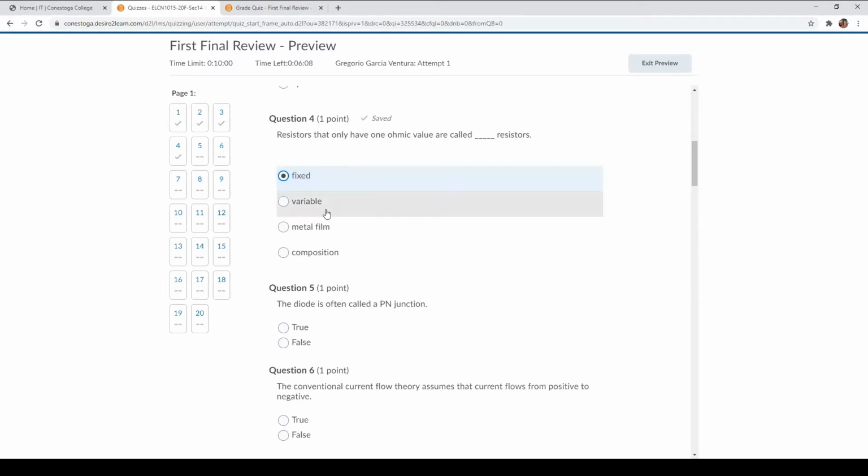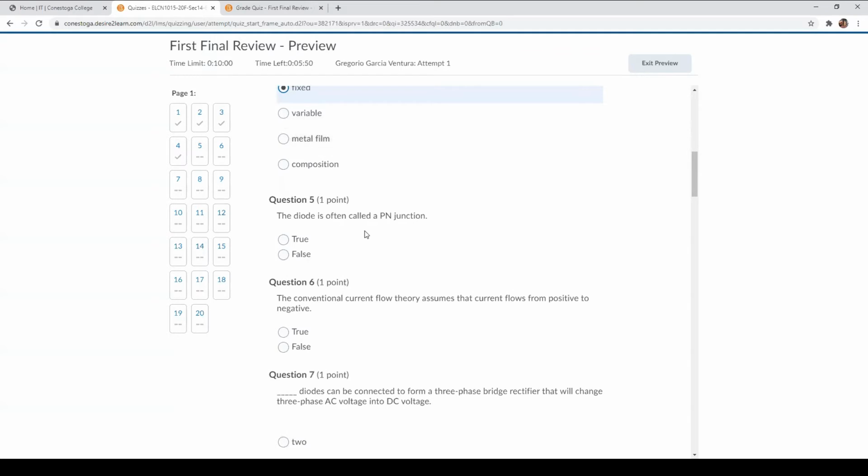But in other levels, like in level 2, you are going to be able to use variable resistors for different applications, to change voltage, to change frequency, to make them behave as a dimmer. That's something you are going to be able to do in the next level going forward. Okay, so the diode is often called a PN junction, and that is true as well, because a diode is made of two semiconductor materials, a p-type and an n-type semiconductor material.